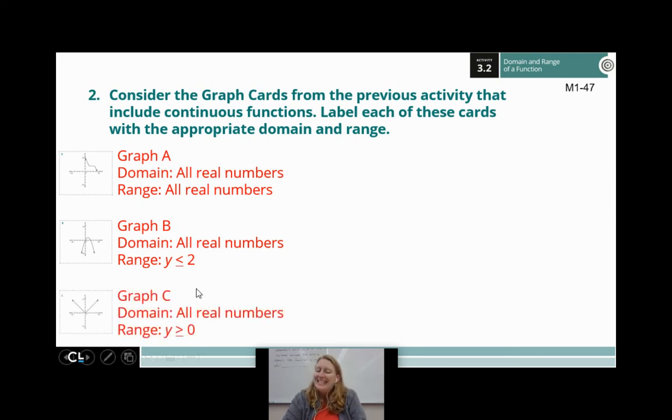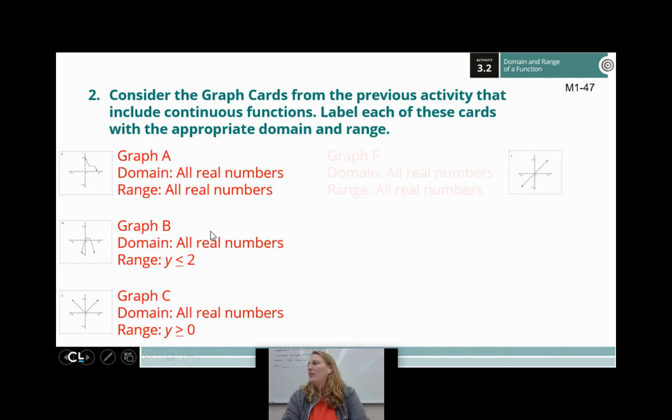For graph C, again, I have a bottom point and then it just goes up forever and it's going to get wider and wider forever and ever. So my domain is all real numbers, but my y is not. My y will go up forever, but 0 is as low as it goes. So I'm going to say that y is greater than or equal to 0. Did you catch that? A little bit of a flip around.